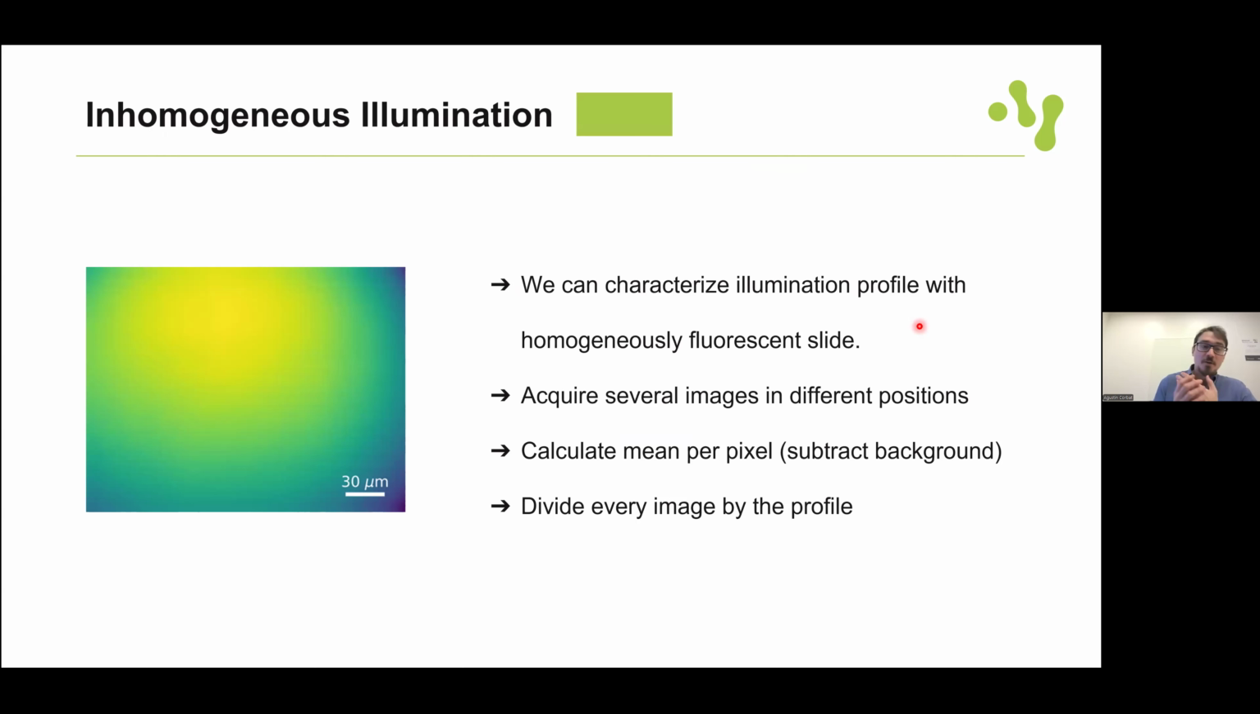Let's say we have another problem now. We acquire images and the illumination was not homogeneous. It often happens that there's a region of the image that's quite a bit brighter than another part. We can characterize this by using some homogeneously fluorescent slide or sample. We can acquire several different images and, as before, calculate the mean per pixel. Then we use this, remembering to subtract the background from it first, and we can divide our image by this.